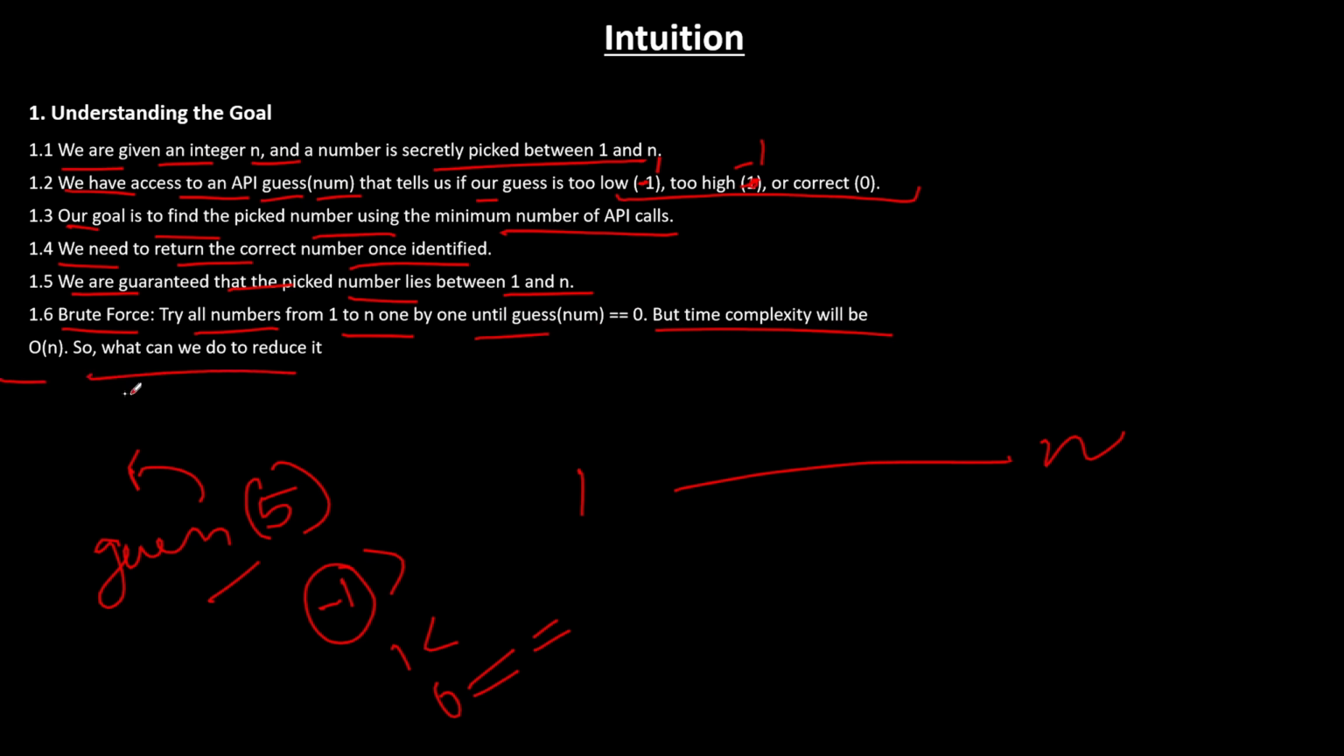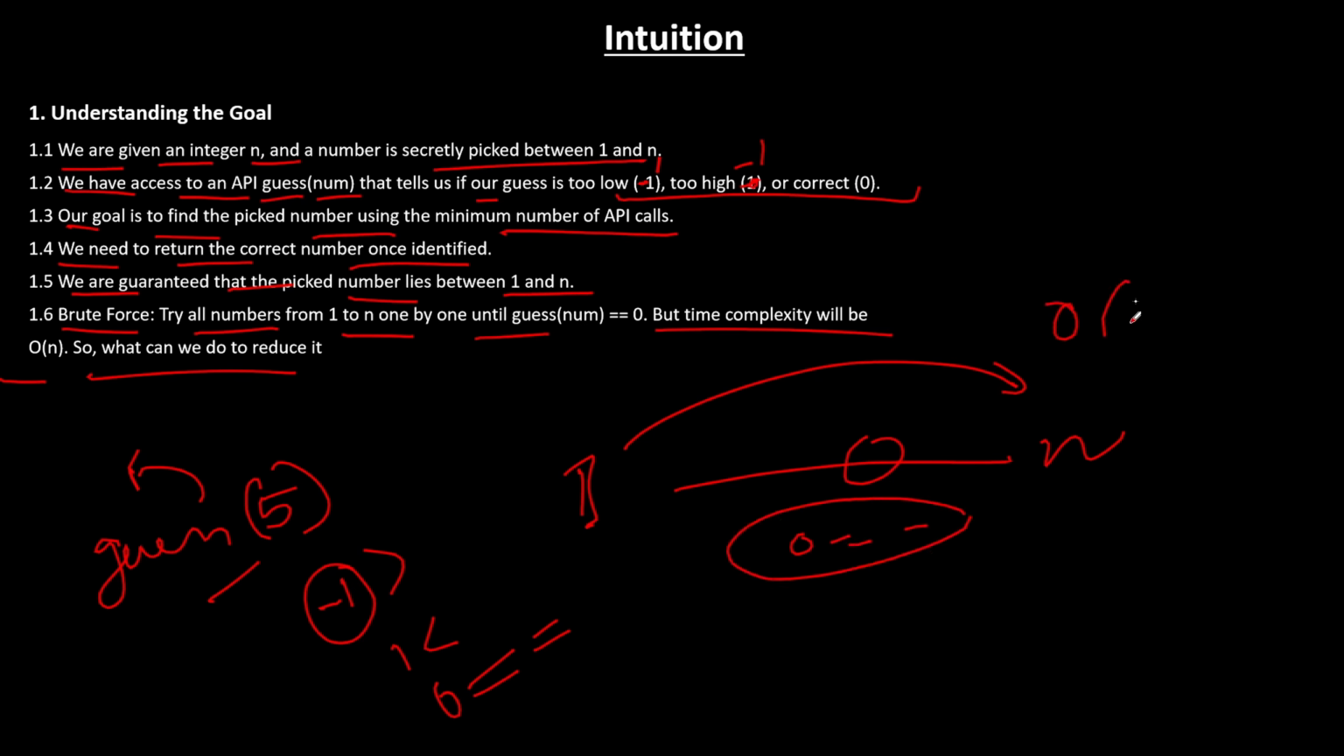So this is why this question comes up. Usually this question is pretty easy. You will start from 1 and you will iterate till n, and in the middle, if you get the value which equals 0, it means you have found it, right? It will take O of n time complexity, but the question specifically says that our goal is to find the picked number using the minimum number of API calls, which will reduce the time complexity as much as possible. Okay, so we have to work on that particular thing.